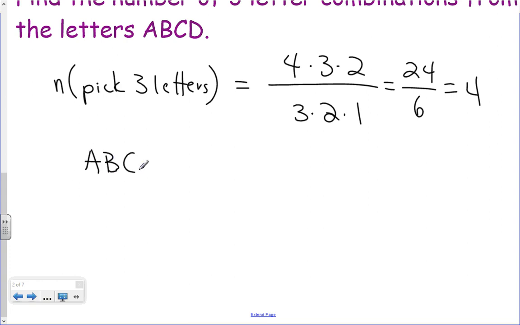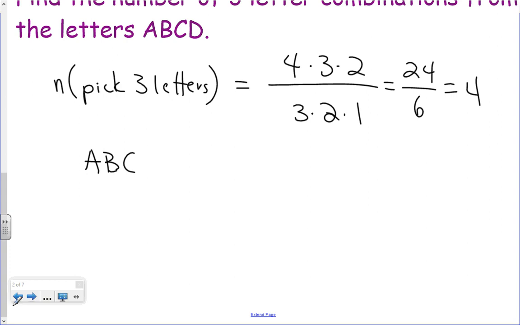A, B, and C could be our first choice. And again, if I was doing a permutation, I'd have to say ABC, ACB, BAC, BCA, CAB, and CBA. There'd be 6 different ways of rearranging those. That's why I divided that by 6.